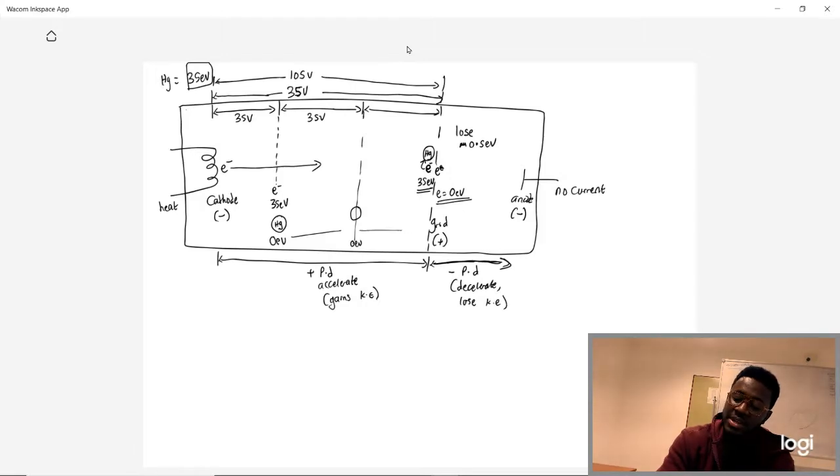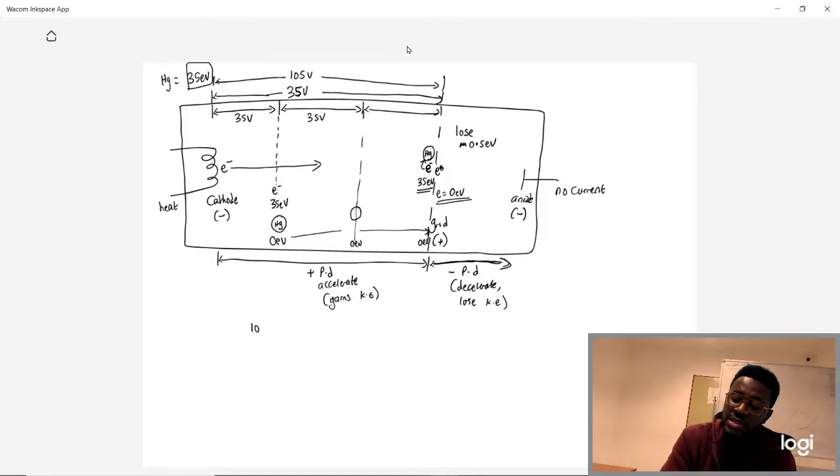But what if the number is not equal, like 105? If the number is not equal, what do you mean? You can split this into 35, 35, 35. What if it's like 106? Okay. So if it's 105, at this point here, it will have zero electron volt, right? So it will have no energy to reach the anode. So there'll be zero current.